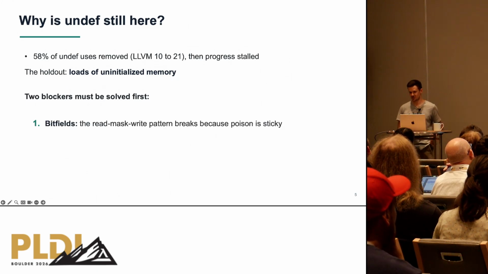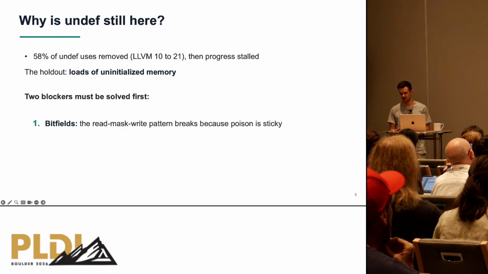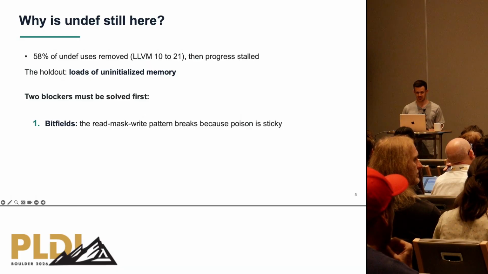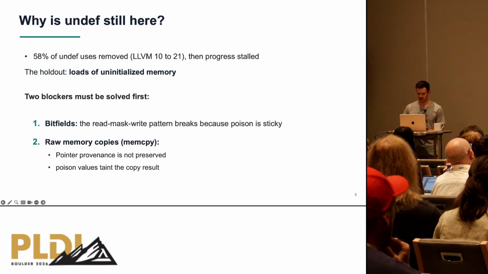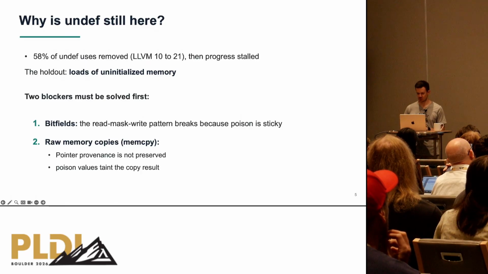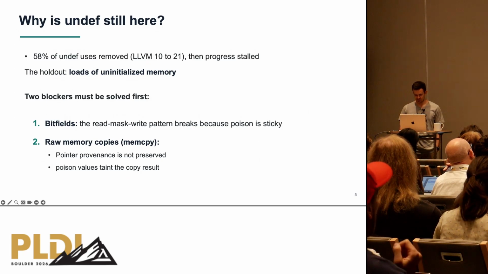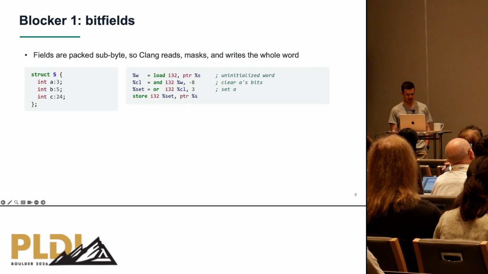The first blocker is bit fields. Clang currently uses a read-mask-write pattern to write bit fields, and if we change uninitialized memory to poison, because of poison stickiness, this pattern breaks. The second problem is raw memory copies, which are currently unsound in LLVM. Changing uninitialized memory to poison would further aggravate this problem, as we would get more poison values in memory. So that's not something that we want. Let's now explore each of these problems in more detail.